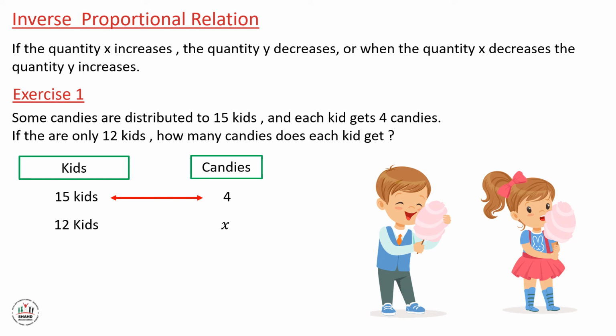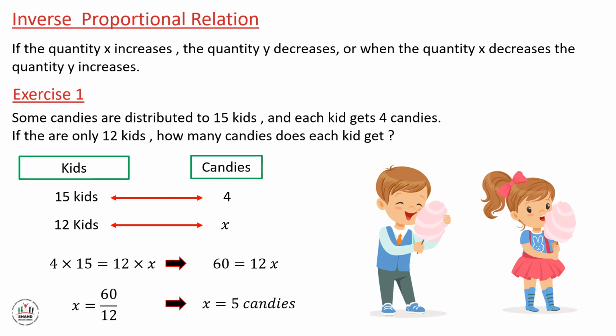Now we don't do cross multiplication. We directly multiply 15 by 4 and 12 by x. So we put 15 times 4 equals 12 times x. 15 times 4 equals 60, and 12 times x is 12x. Now we calculate x by dividing 60 over the coefficient of x. So 60 over 12 equals 5 candies.